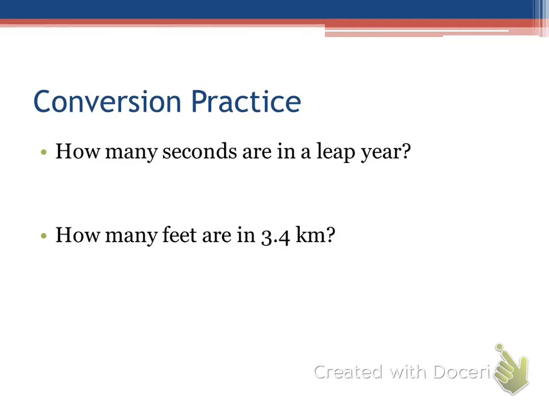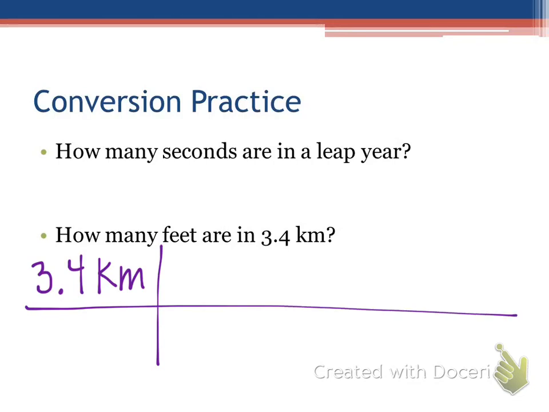How many feet are in 3.4 kilometers? Okay, so here is where we're looking at a switch between the metric system and the U.S. system. Okay, there's a switch here. So the first thing we do is write what we know, which is 3.4 kilometers. Okay, so open your chart to those U.S. to SI conversions.